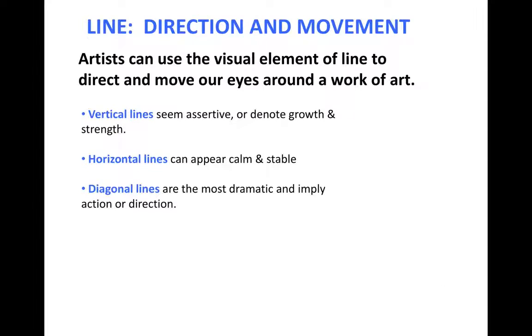So when we talk about direction and movement, they can imply different things. So vertical lines, they are assertive. They show us growth and strength. Horizontal lines, they make things appear calm and stable. And diagonal lines, they're very dramatic. They can show us direction, movement, or where they're coming from. So take a look at this animation.